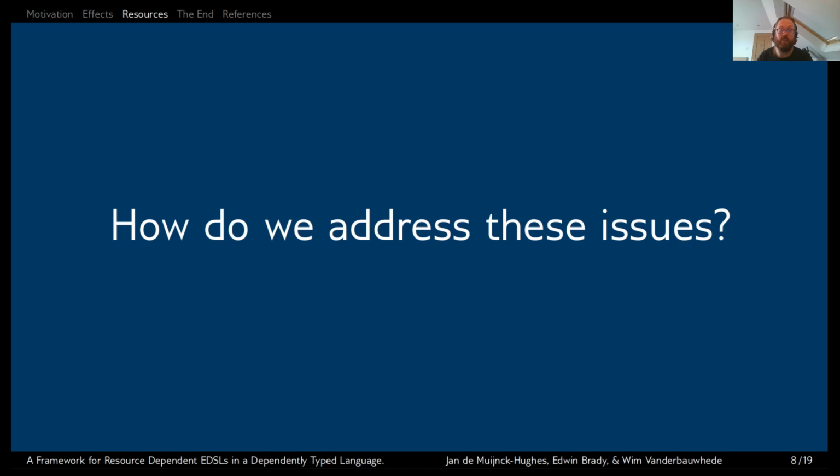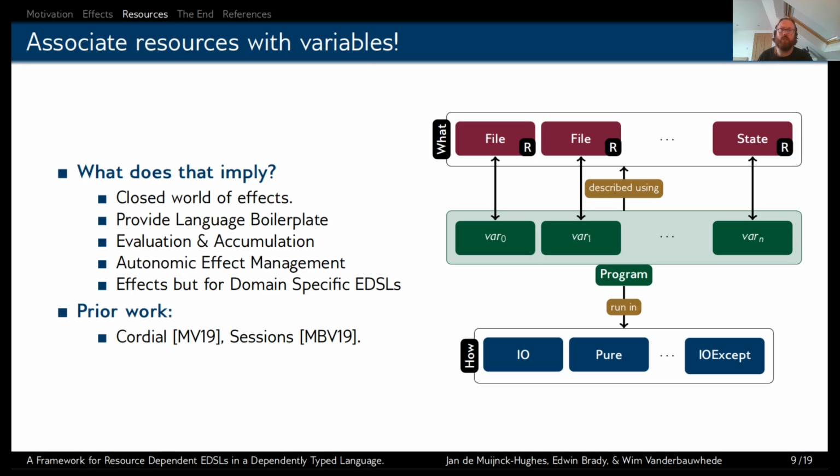So how do we address these issues? Well, here is an idea. Rather than associate resources with a whole program effect, why not instead associate resources with variables in our program? We can still have the same separation of specification and realization as we had before, but now bound things have an individual resource that can be manipulated, and we can have many of these same bound things.